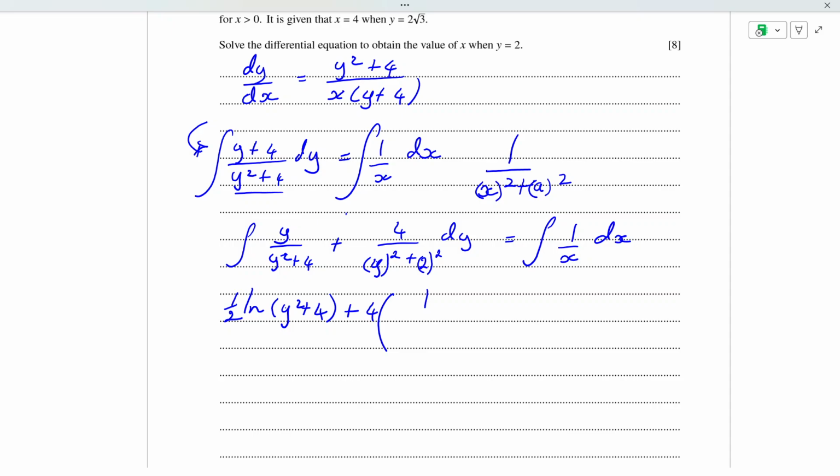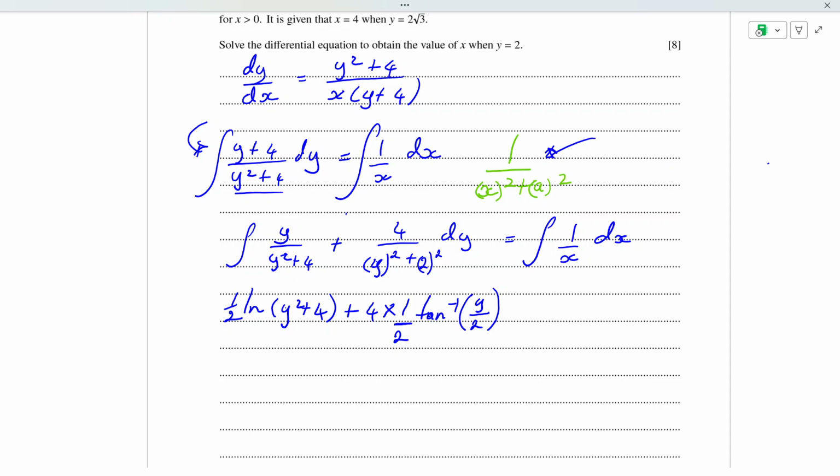I'm referring to the formula found in the MF19 data booklet. You can ignore the part in green again. So now this would become: I'll take the 4 outside, then multiply by 1 over a, where a is 2, multiply by tan inverse of x over a, where x is y, so y over 2, multiplied by the derivative of x, in this case the derivative of y with respect to y. So it's just going to be 1, and we can ignore that as well. Why does it work?